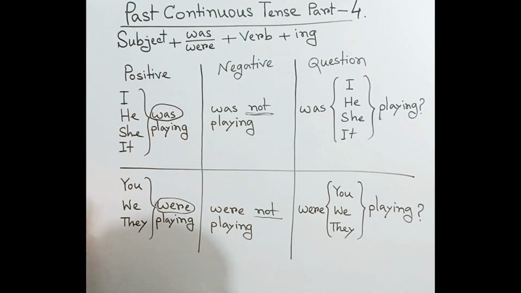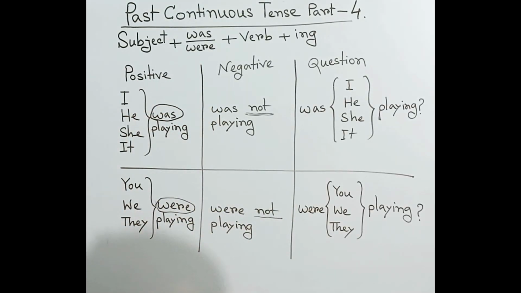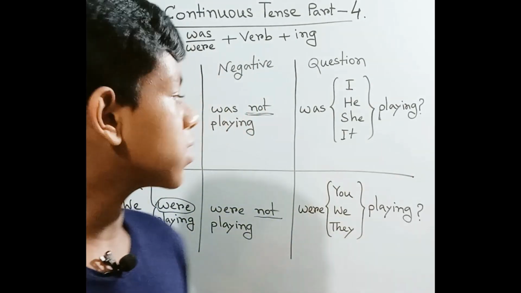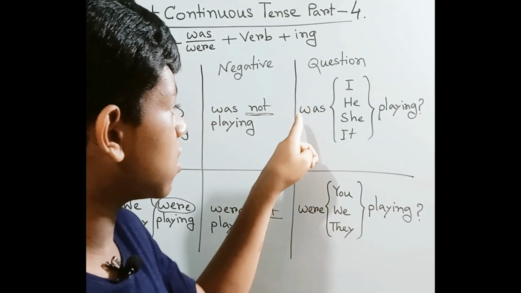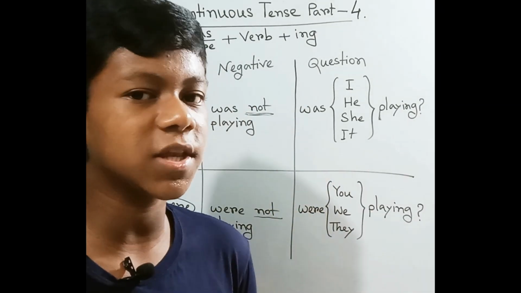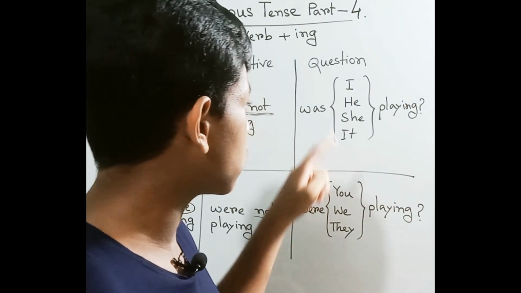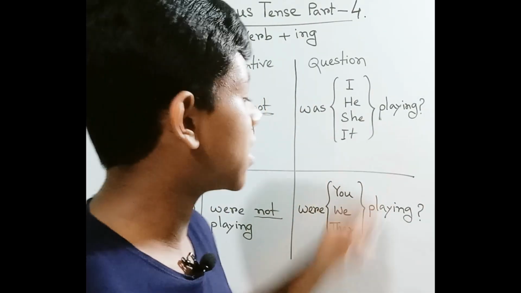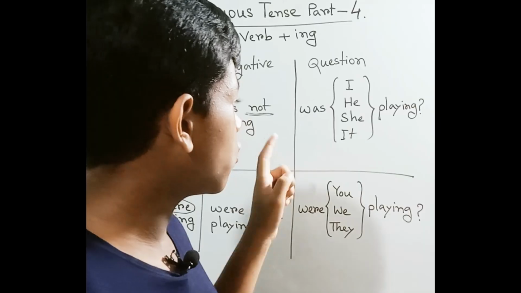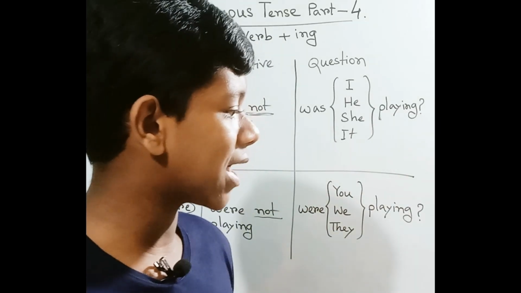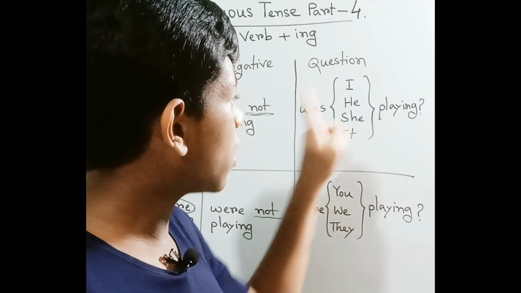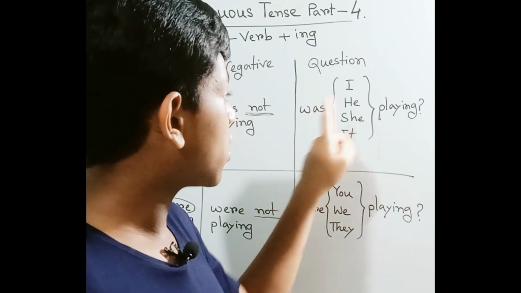So we have already understood the positive and negative, and then we will learn the question. Here in the question, we can see that "was" is capitalized. Here we are watching "Was I playing?" At this time, what do we need to do? We have to just say it like this: Was I playing? Was he playing?